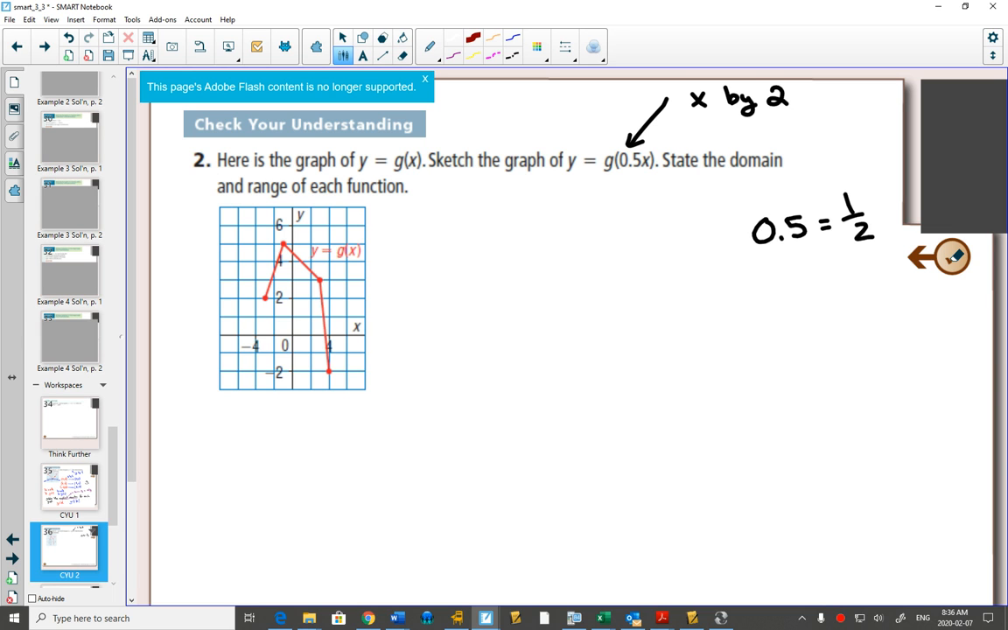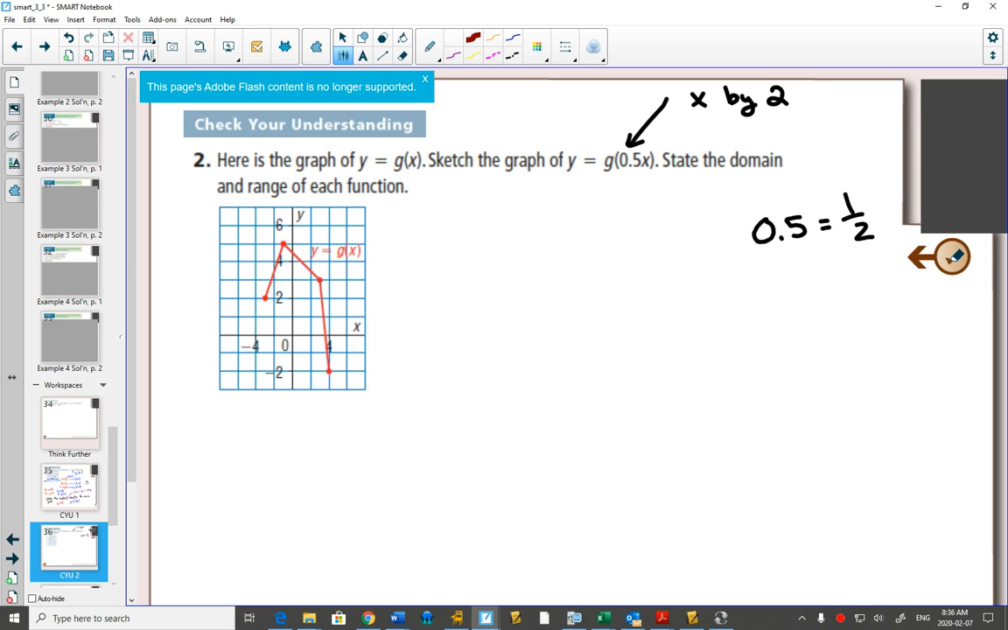And then we're going to state the domain and range of each function. So just like other days, what's going to happen, and you can, there's a spot right there that nobody's in, so you can have this one. Perfect.